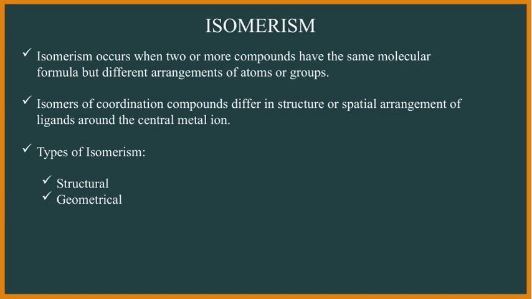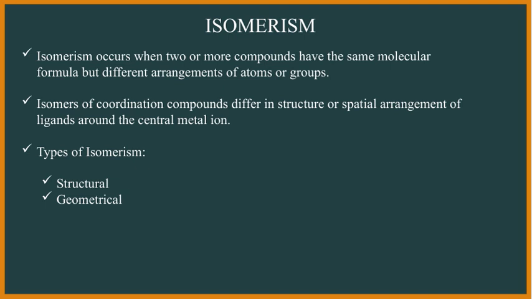Let's talk about isomerism. Isomerism occurs when two or more compounds share the same molecular formula but differ in how their atoms or groups are arranged. This means that even though they have the same number and type of atoms, their structures are different, which can lead to different properties. When we look at coordination compounds, isomers differ specifically in the structure or the spatial arrangement of ligands around the central metal ion. This is a key concept because it influences how these compounds behave and interact.